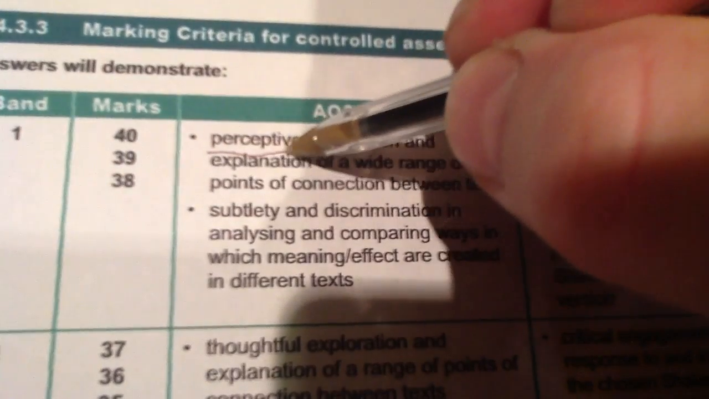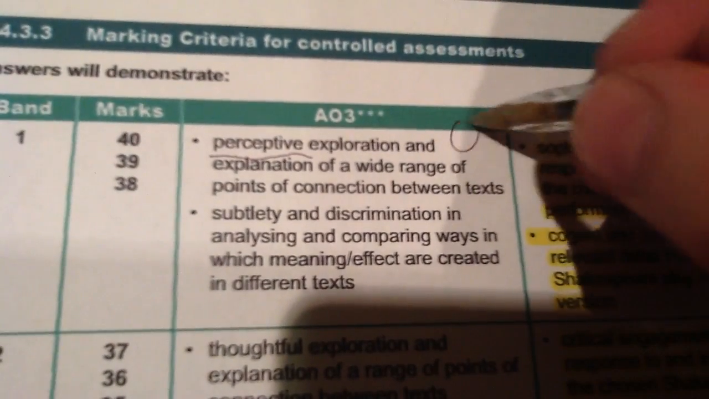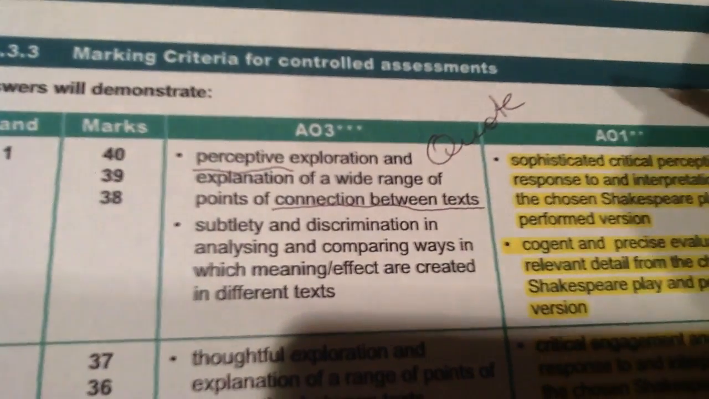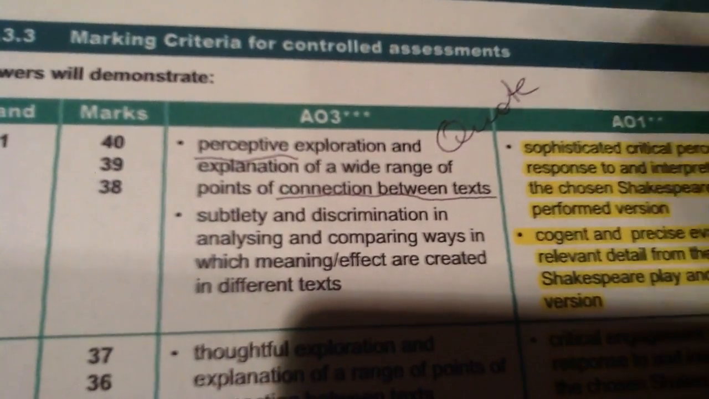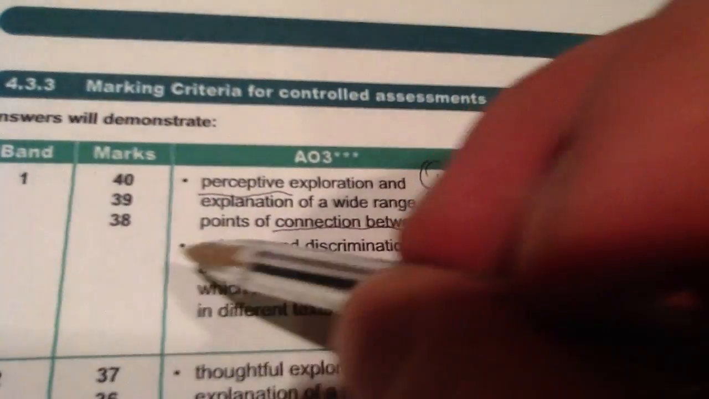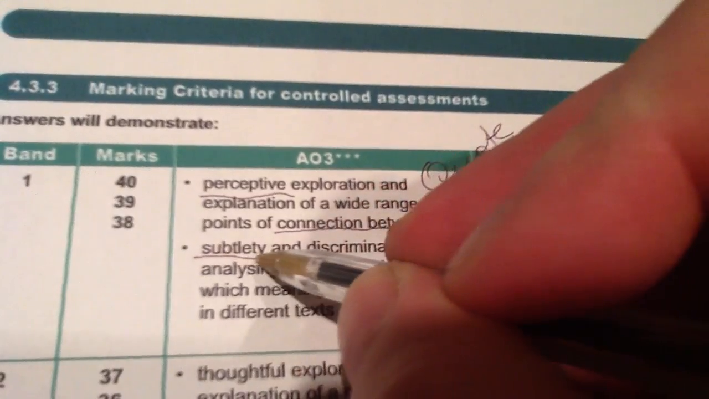AO3, however, counts for a little bit more. It's got to be perceptive, as you can see here, and once again that's going to come from analysing your quotations, so that skill keeps coming up. And we've got to find points of connection between the texts. Well, if we're looking at how the nurse is portrayed, that's an automatic point of connection, so we don't have to worry about that. And then we have to talk about subtlety. To look at subtlety, we're going to look at Shakespeare's view, what he would have thought, and compare that to a modern audience.